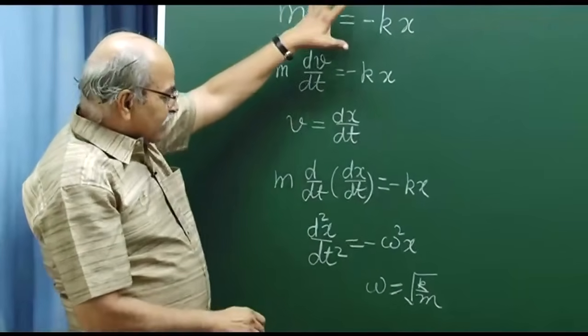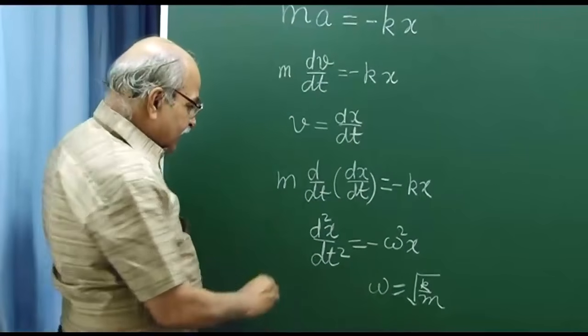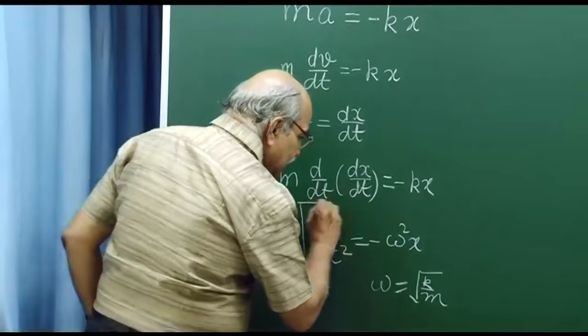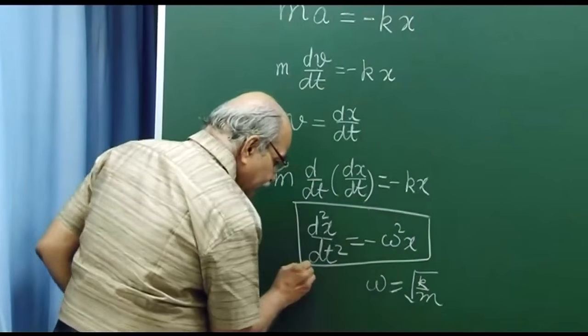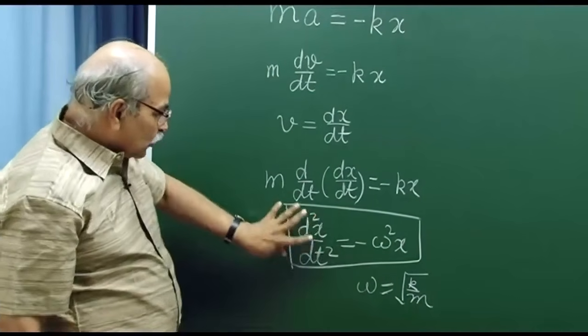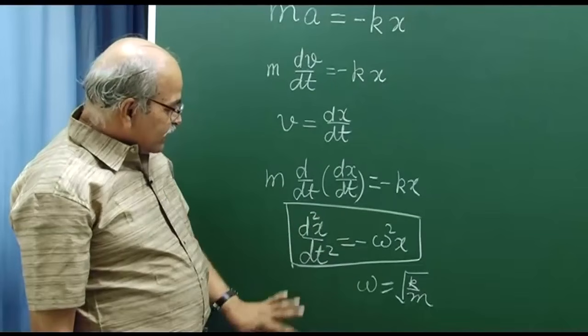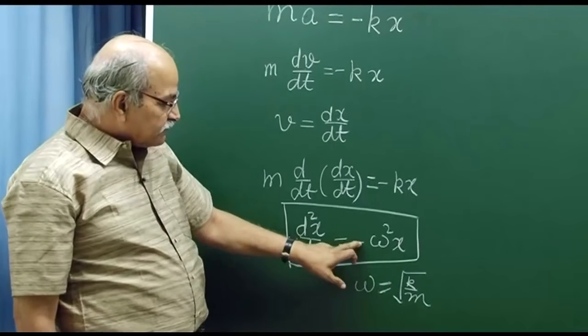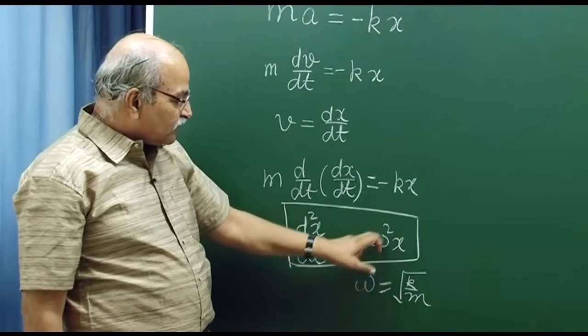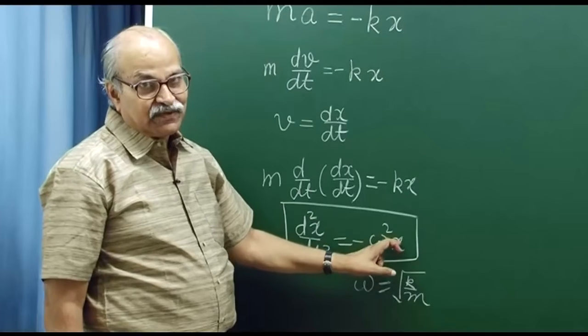Alright, so this is the kind of equation that we have. This is the basic equation for oscillations. Your acceleration, this whole thing, d2x/dt², is nothing but acceleration. Acceleration is a negative, positive constant times x. This is the basic equation.